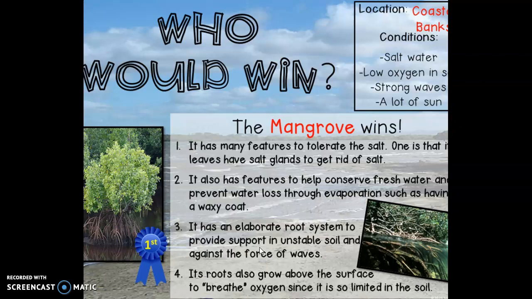It also has a feature that helps it to survive in salt water. It has an elaborate root system to provide and support it in unstable soil against the force of waves. Its roots also grow above the surface to breathe oxygen since its soil is limited. It needs lots of sun.